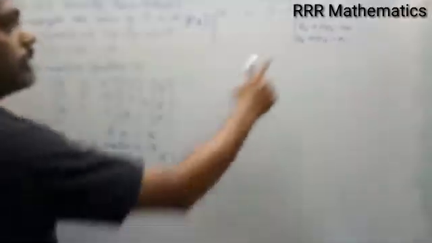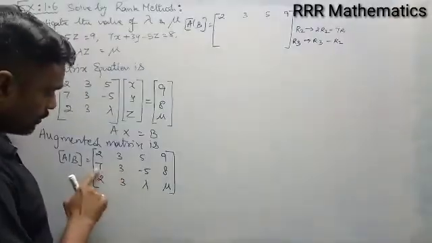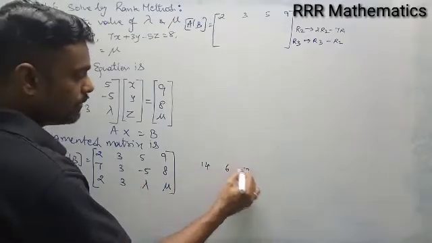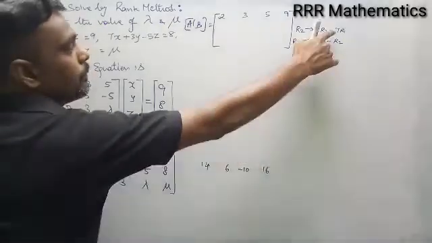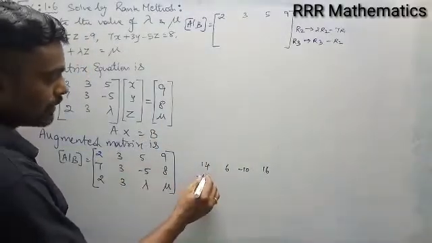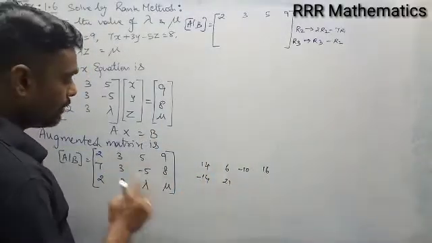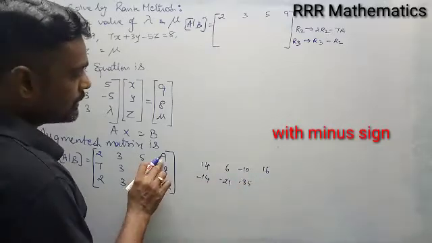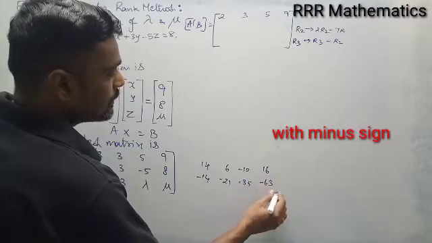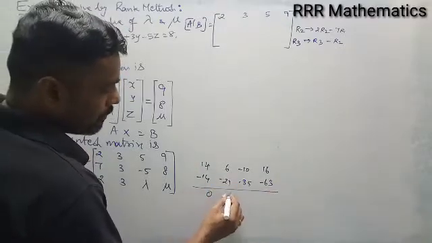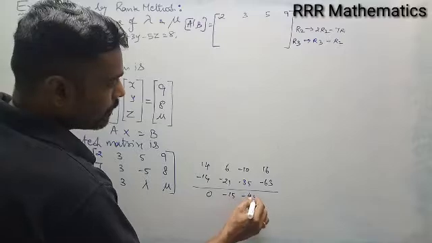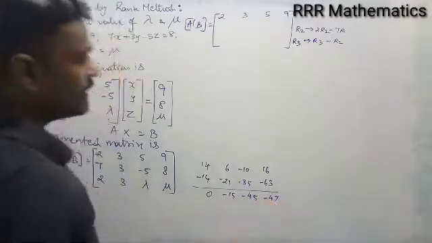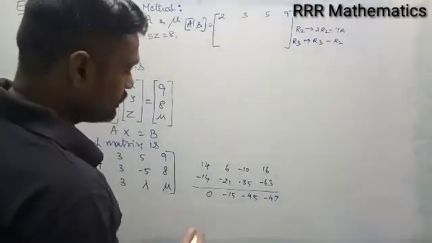Okay, see, 2 times R2: 2 7s are 14, 2 3s are 6, 2 5s are 10 with minus, 2 8s are 16. Minus 7 times R1: minus 7 2s are 14, minus 7 3s are 21, minus 7 5s are 35, minus 7 9s are 63. So 0, it will be minus 15, it will be minus 45, it will be minus 47. Got it?